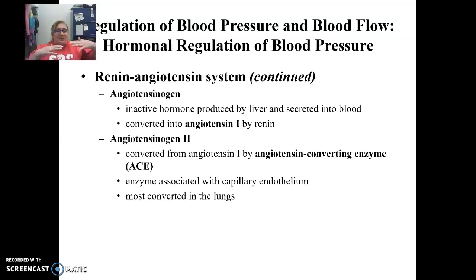When renin and angiotensinogen interact, angiotensin 1 is produced. Angiotensin 1 then sits in the blood and moves through the pulmonary system, and in the lungs, cells release angiotensin converting enzyme, or ACE, and ACE converts angiotensin 1 into angiotensin 2. And then angiotensin 2 is actually the hormone that increases blood pressure.